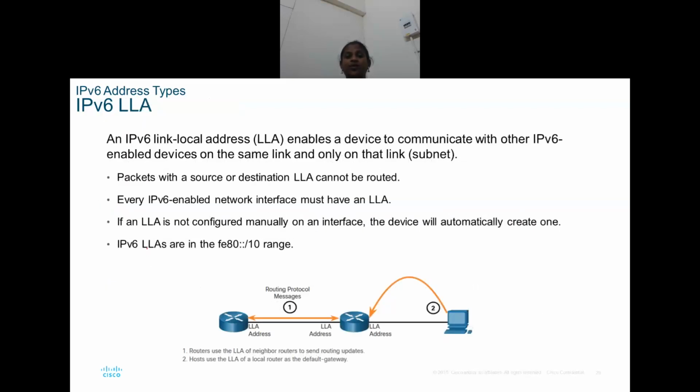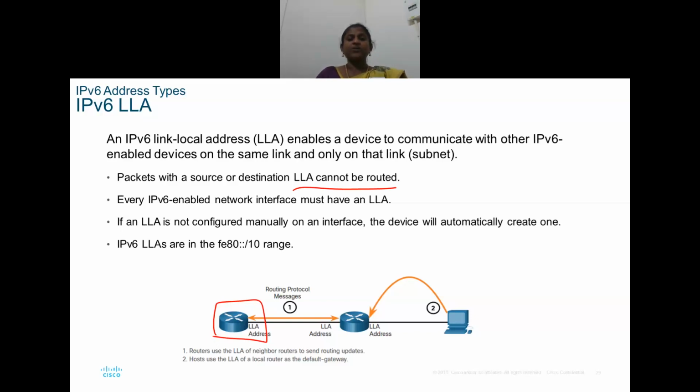And the link local address. Why do we use a link local address? The link local address cannot be routed beyond the local network. Beyond that, the link local address cannot be used. It cannot be routed. But every IP version 6 interface is enabled with a link local address. You can statically configure a link local address. If you did not do that statically, the device will automatically create one for you. How they create it, we will see that.